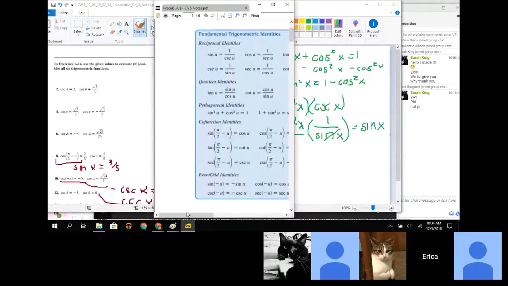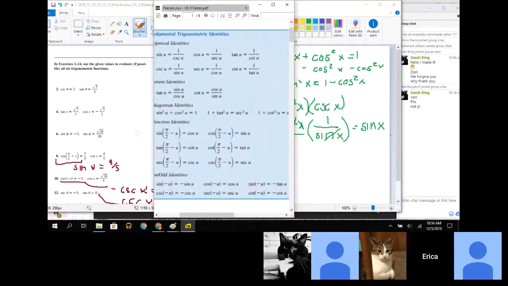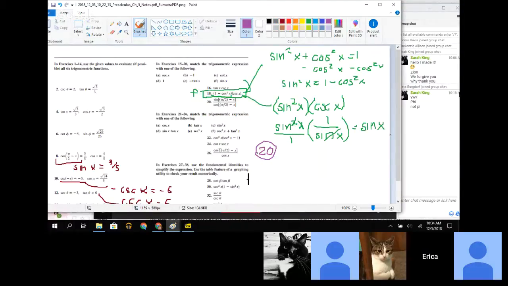All right, so I know that the sine of pi over 2 minus u equals the cosine, and the cosine of pi over 2 minus u equals the sine. They just have this kind of funny relationship. So I could rewrite number 20, instead of sine of pi over 2 minus x, as the cosine of x. And the cosine of pi over 2 minus x is the sine of x. And another way to say cosine of x divided by sine of x is the cotangent of x. So number 20 would be C.